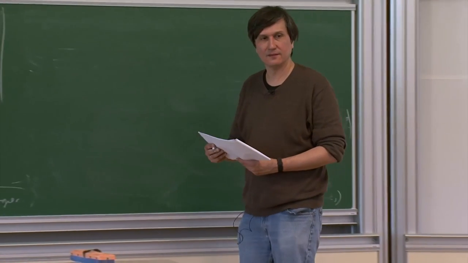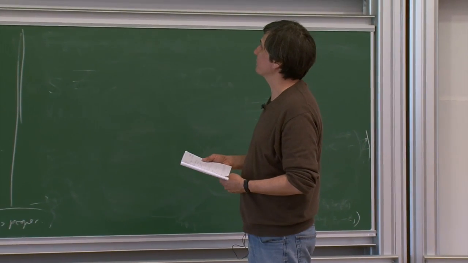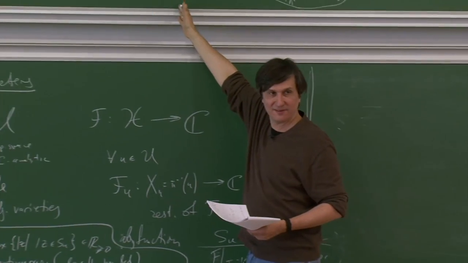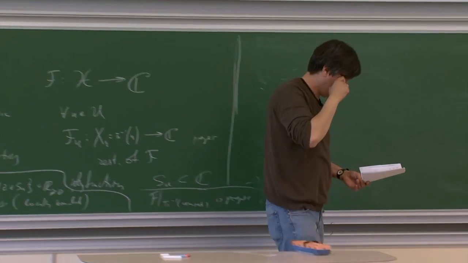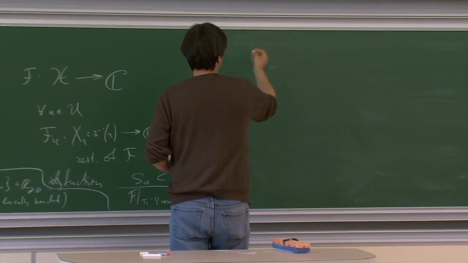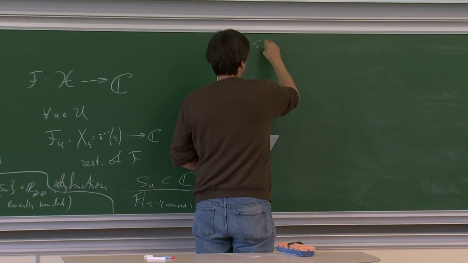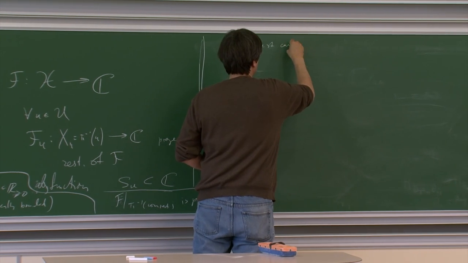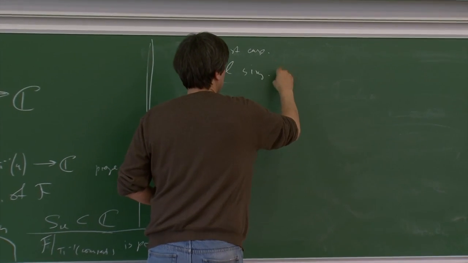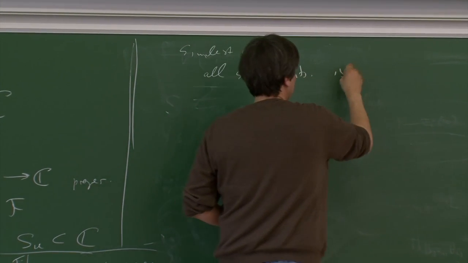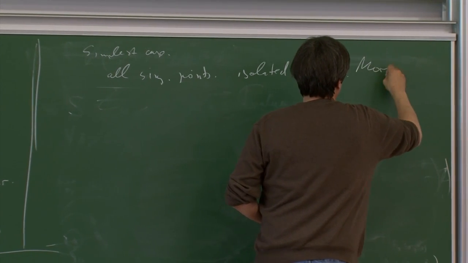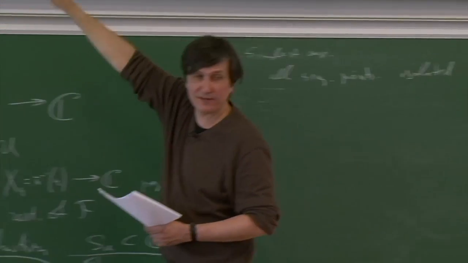What's this element A? It's a wall crossing structure. It's given by some collection of elements for each wall satisfying this constraint, this associativity constraint. Let me explain it in real simple cases. Kind of the simplest case: suppose all my singularities, all singular points, are isolated and actually holomorphic Morse. Then these vector spaces H are one dimensional.